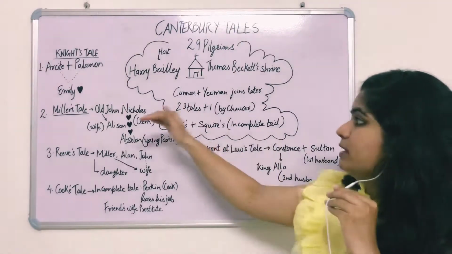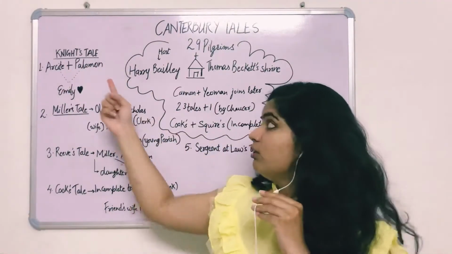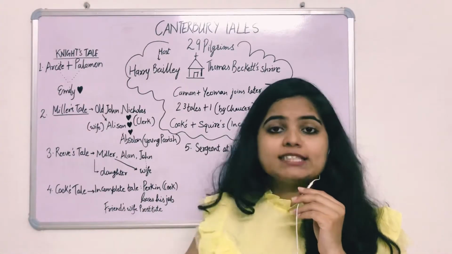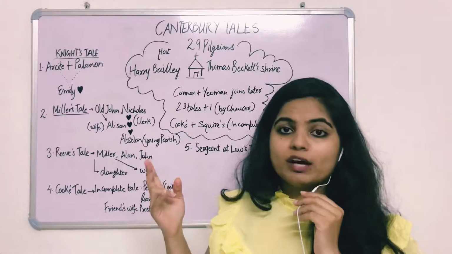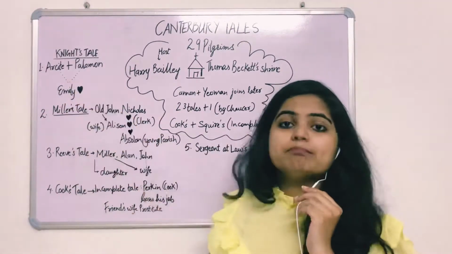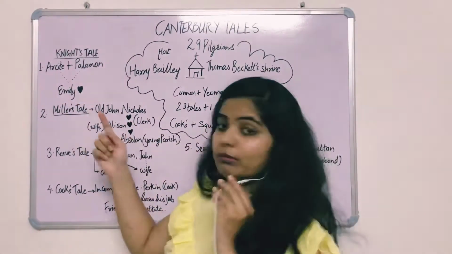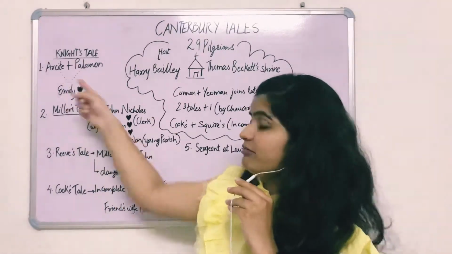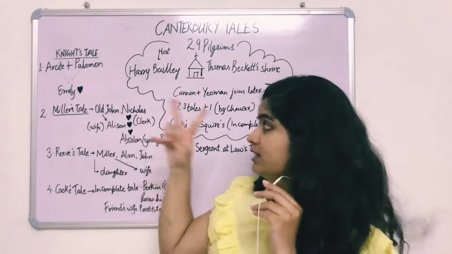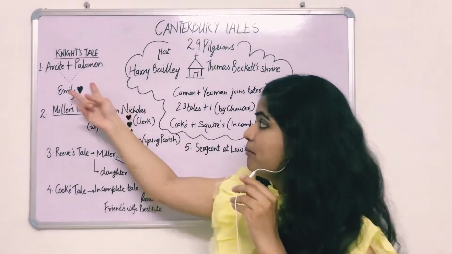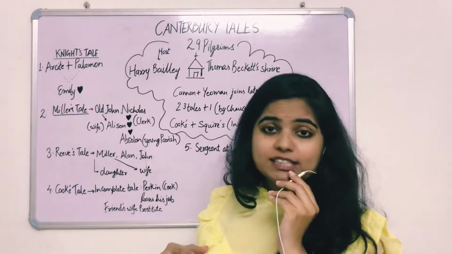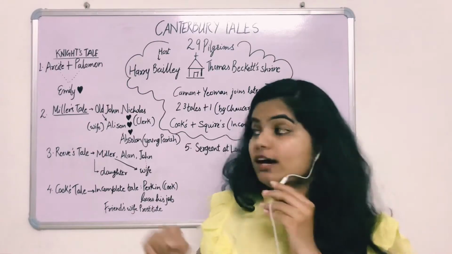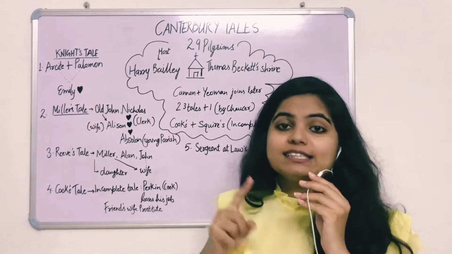So we will begin our session with the first tale, the Knight's Tale, right? The Knight's Tale starts with 2 characters. Who are these 2 characters? Arcite and Palamon, right? If you are able to see the picture here, I have made a heart symbol and a dotted line in this V shape, which means they both love Emily. These 2 persons fall in love with Emily.